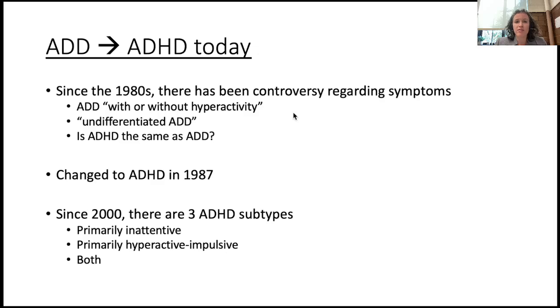And now bringing us to even more modern times, since 2000, we now have three different subtypes of ADHD that are helping us categorize the various symptoms that people who have ADHD will experience. So we have primarily inattentive ADHD, primarily hyperactive and impulsive ADHD, or ADHD that has both. And we'll talk a little bit more about these different symptoms and what they mean.